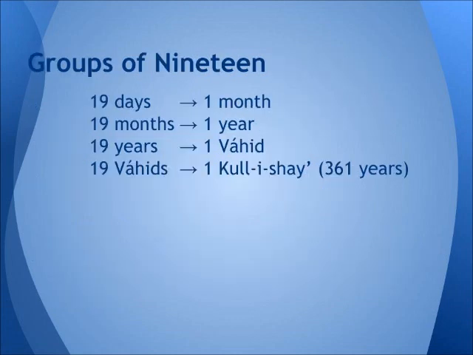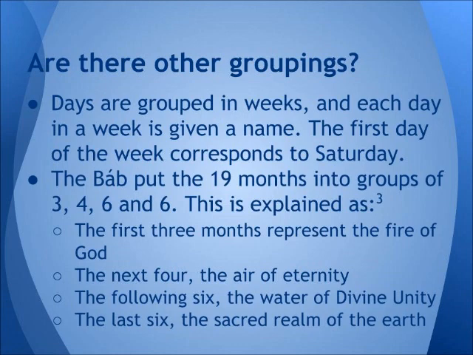19 days make 1 month, 19 months make 1 year, 19 years make 1 Vahid, and 19 Vahids make 1 Kulishe. So 1 Kulishe would be 361 years. Now there are some other interesting groupings. Days are grouped in weeks, just like the normal Gregorian weeks, and each day in a week is given a name. The first day of the week corresponds to Saturday.